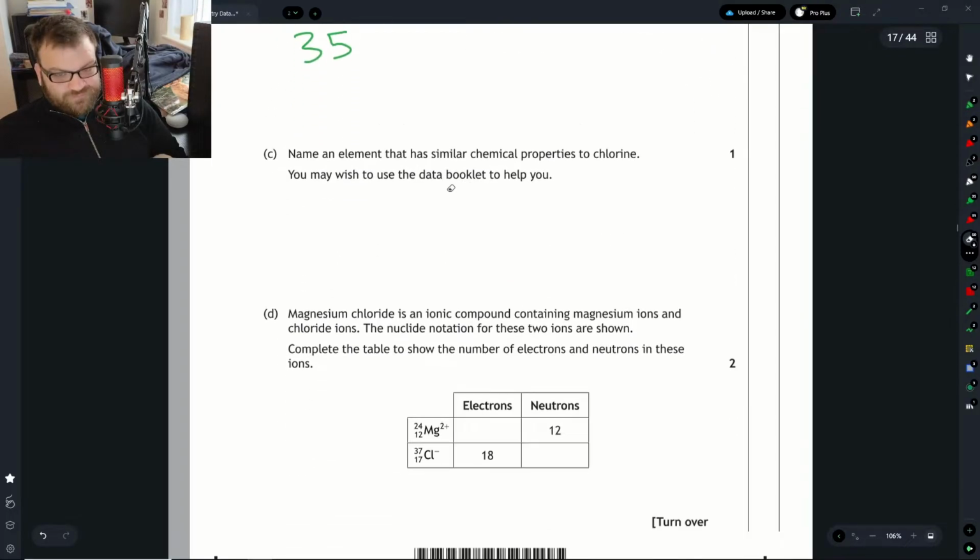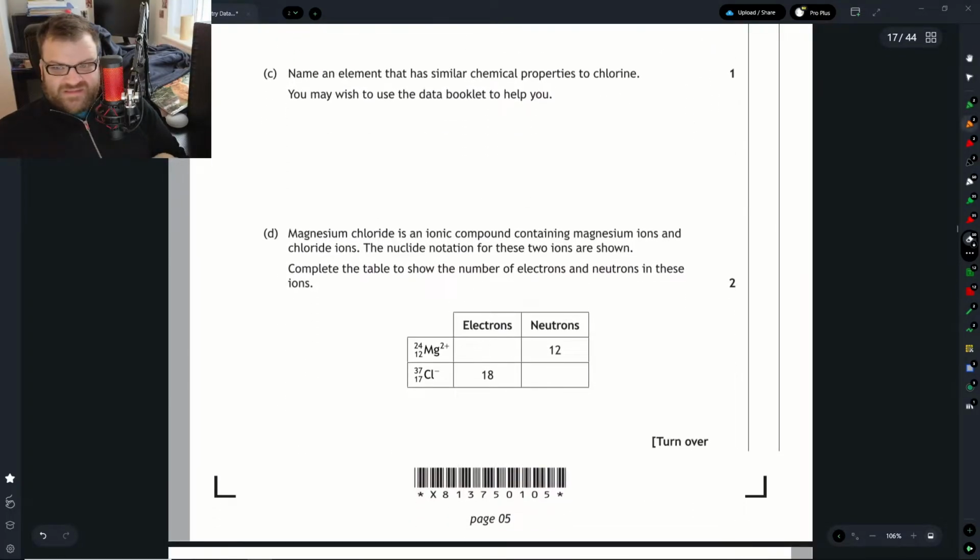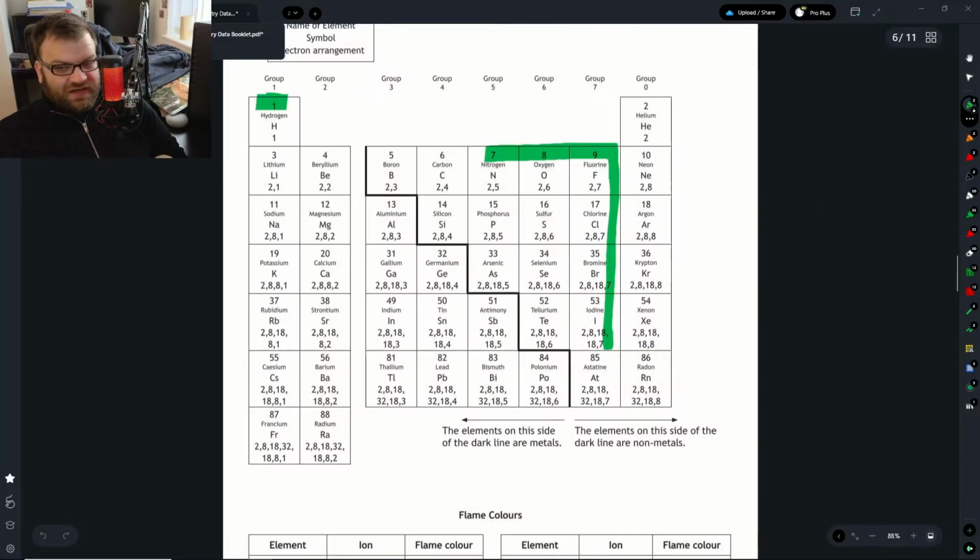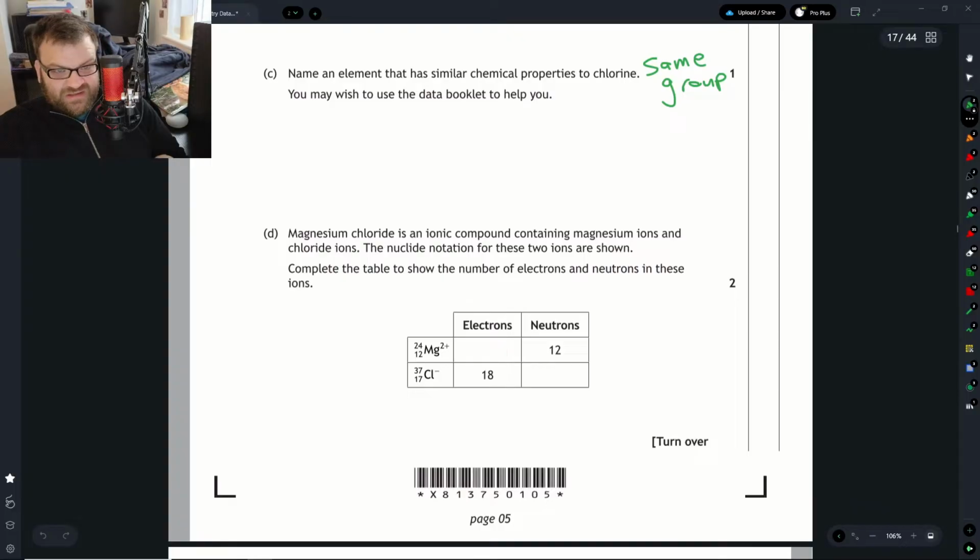Next up, name an element that has a similar chemical property to chlorine. This means it's in the same group. It will also have 7 outer electrons. So anything from fluorine, bromine, iodine down to astatine. I'd probably just go fluorine because it's the first one there. So fluorine.